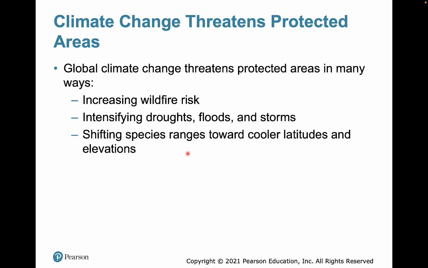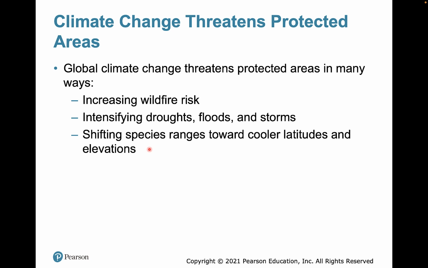So climate change is wreaking havoc on a lot of our protected areas. Because the climates are warmer and drier, we are increasing the risk of wildfires. Climate change is intensifying droughts, floods, and storms. So the extremes are becoming the norm, and species are shifting towards cooler latitudes, right? So they're moving from equatorial regions north and south towards the poles. And they are increasing elevations because they're less tolerant of the changes in temperature, okay?